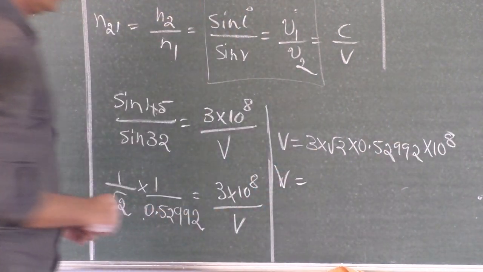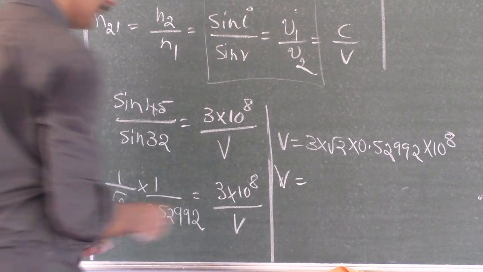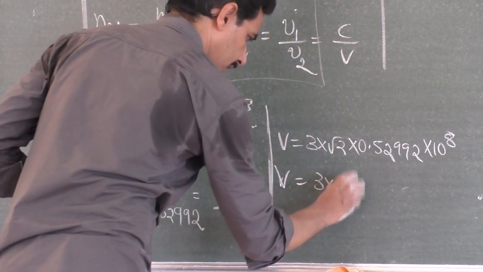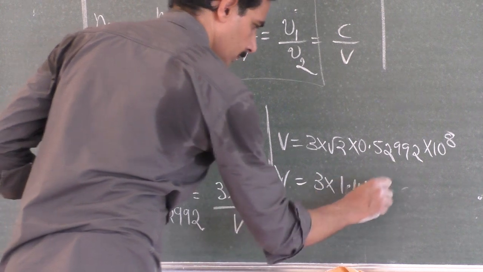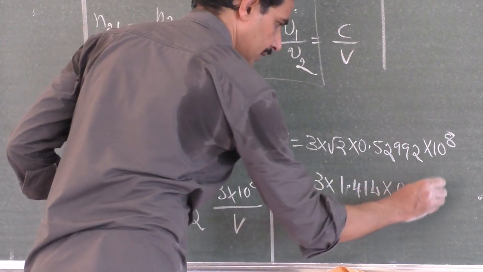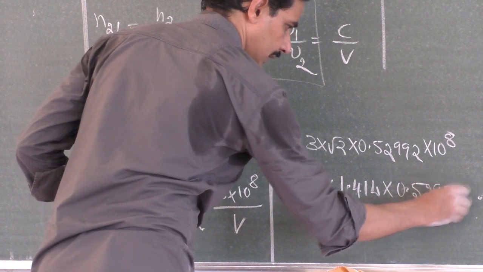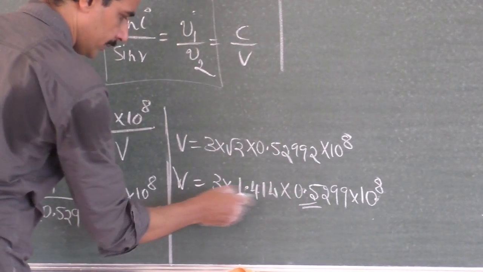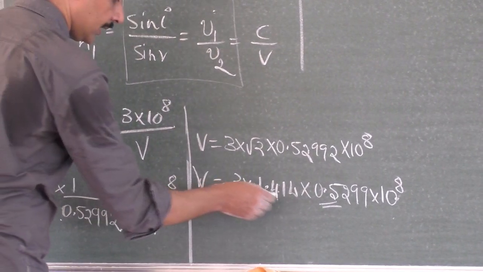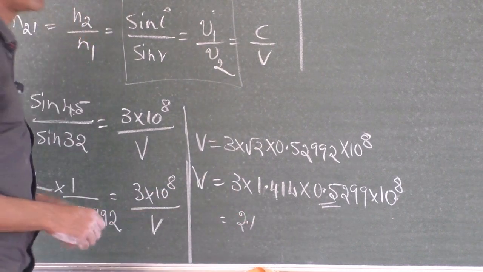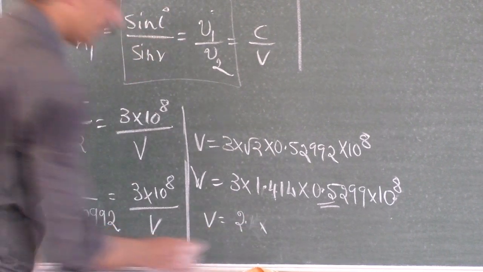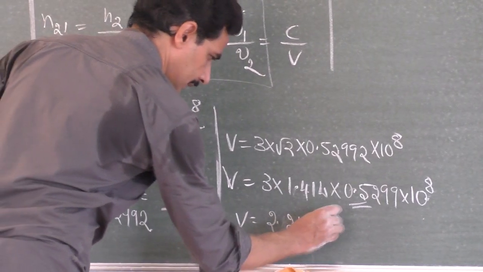The answer is written in the problem. I will approximately do it like this. Let us check, you check it in the calculator. 1.414 is root 2, divided by 0.52992, into 10 to the power 8. So the answer will be, I will take this as almost 0.5. Almost 0.5 means half. Half of 1.4 is 0.7. 0.7 into 3 is almost 2.1. What is the answer given? 2.24, yes. You check it in the calculator. This is 2.24 into 10 to the power 8 meters per second.